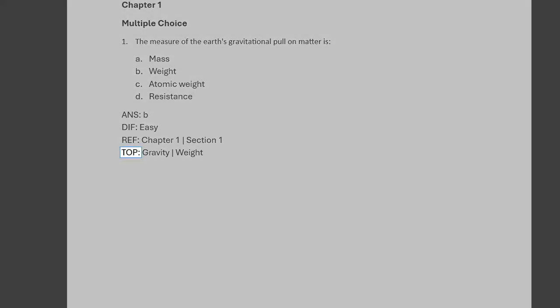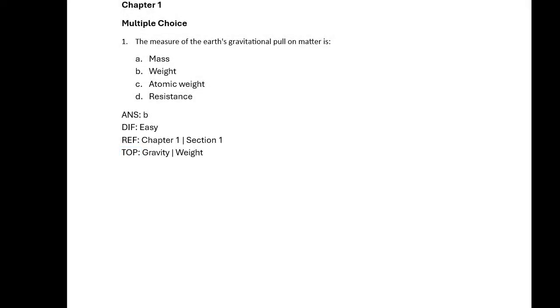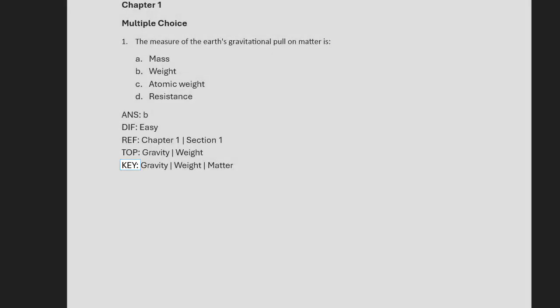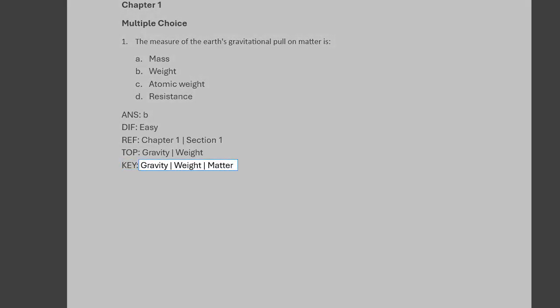Use the topic TOP tag to enter the topics related to the question. As with the difficulty and reference tags, you can separate multiple entries with a pipe symbol. Use the keyword KEY tag to enter words that an instructor might use to search for the question. You can include topic and reference information here, but you can also use words from the question itself. If you want to add multiple keywords, you can separate them with a pipe symbol.